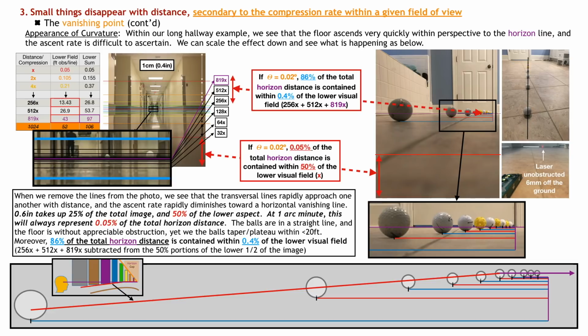So again, if we assume 1 arc minute of resolution, 86% of the total horizon distance is contained within 0.4% of the lower visual field. And at 1 arc minute, 0.05% of the total horizon distance is contained within 50% of the lower visual field. So again, the main idea here is that very little information is taking up a large amount of space within any given photograph. And that's the main idea here, because the ascent rate can rapidly approach the horizon line.